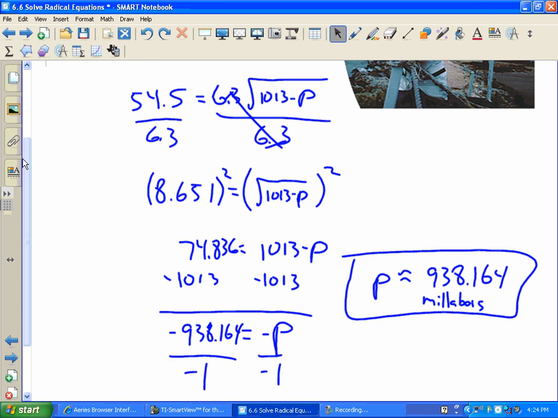Okay? Again, name of the game. Isolate the radical, introduce an exponent to both sides of the equation, solve the equation, check your work for extraneous solutions if you need to.